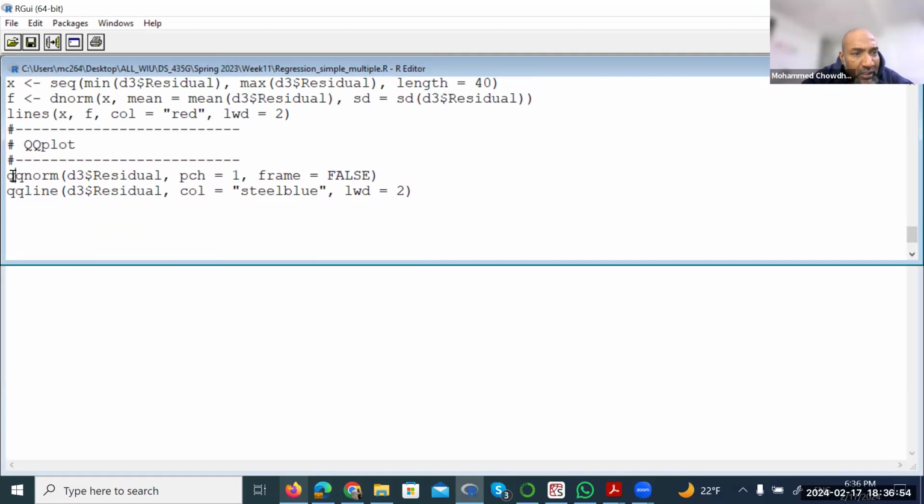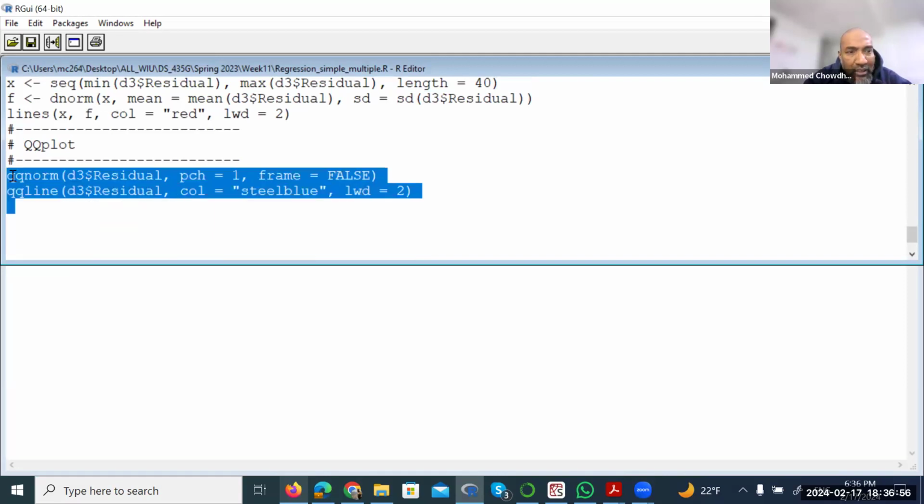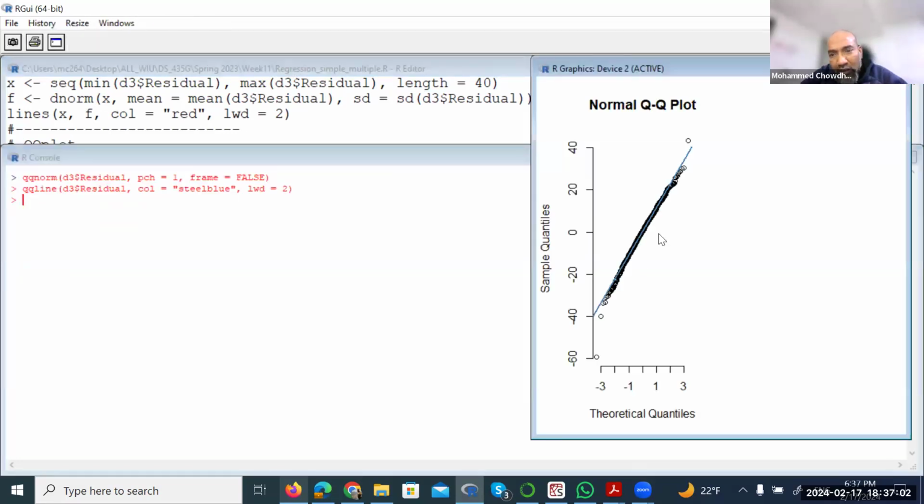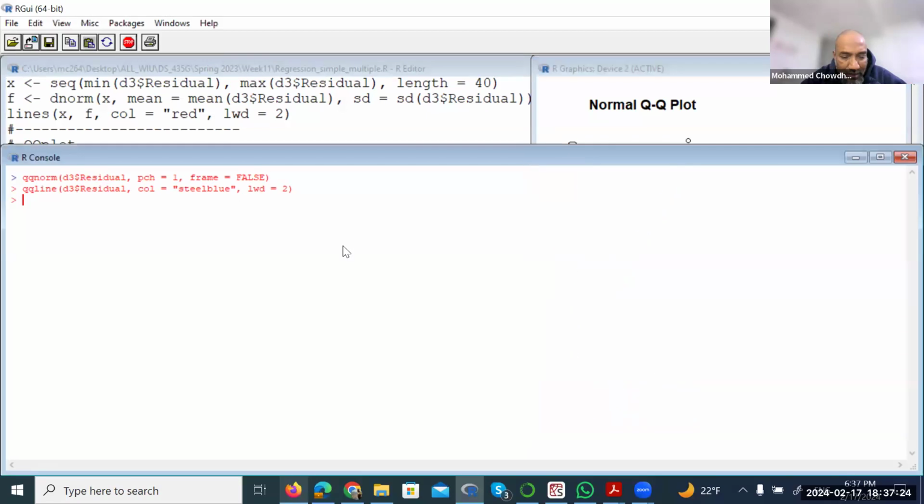Now if I run the QQ plot to check whether the residuals are normal or not, we get this figure. This figure says that except in the extreme right tail and extreme left tail, theoretical quantile and sample quantile coincide. In the right tail and left tail, some observations of the sample quantile are not coinciding with the theoretical quantile. So data is not normally distributed. Okay.